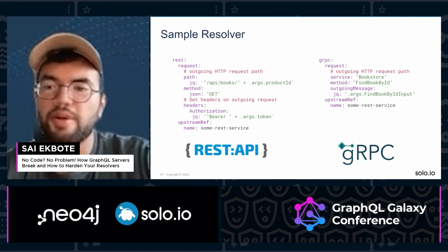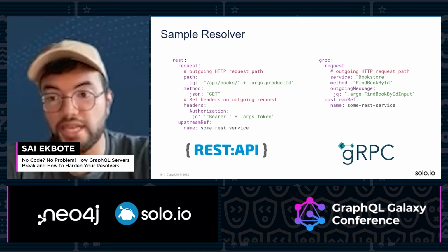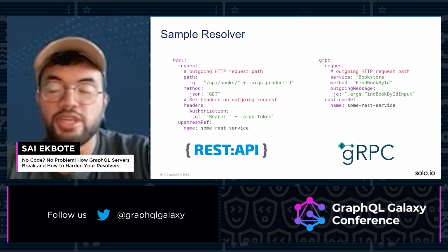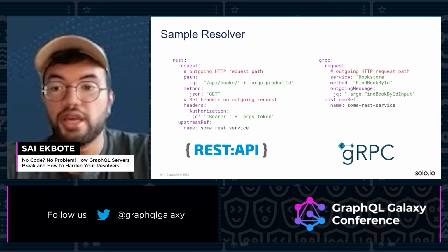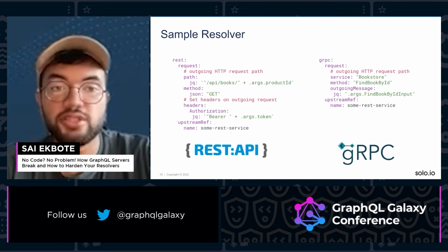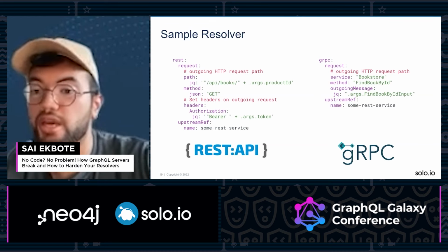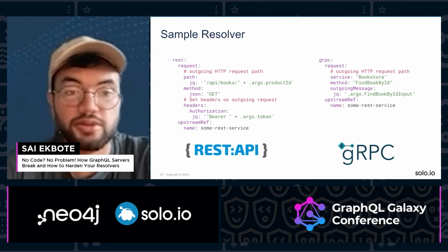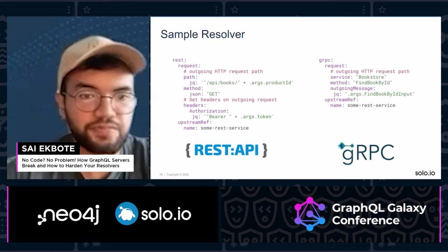And we talked a little bit about the fact that we could do this in code, or we could also do this as configuration. We chose to do it more as configuration. And here's an example of what declarative resolvers look like. On the left side, we have a resolver that's resolving a GraphQL request by creating a request to a REST upstream. And on the right, we have a gRPC request being created.